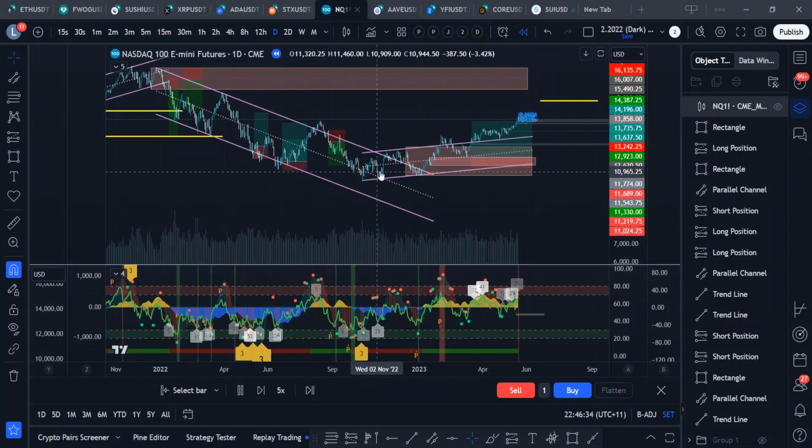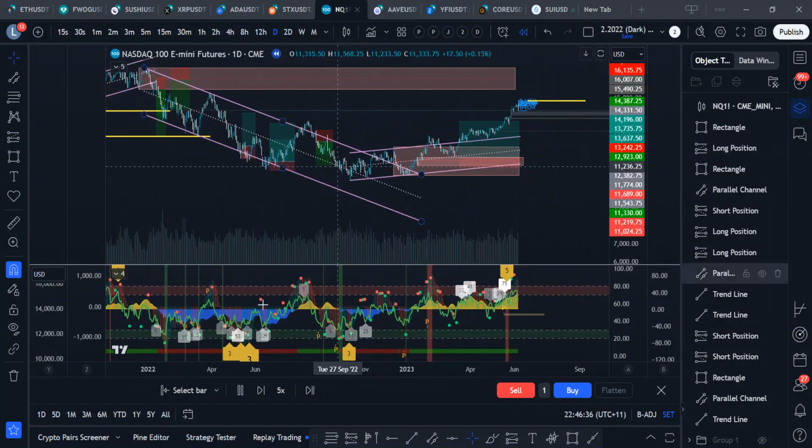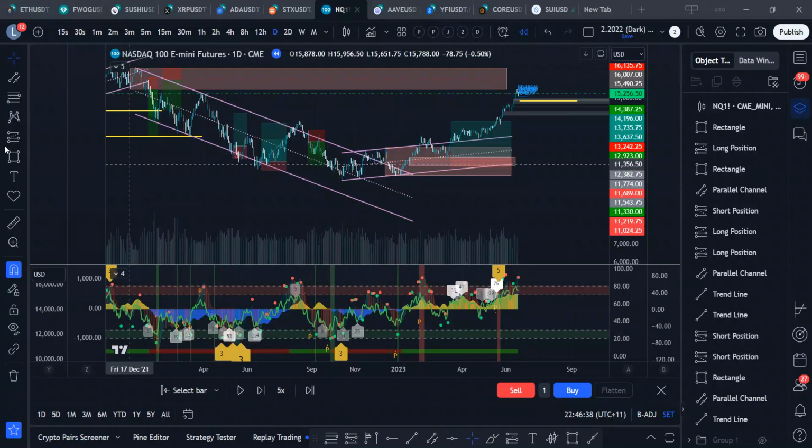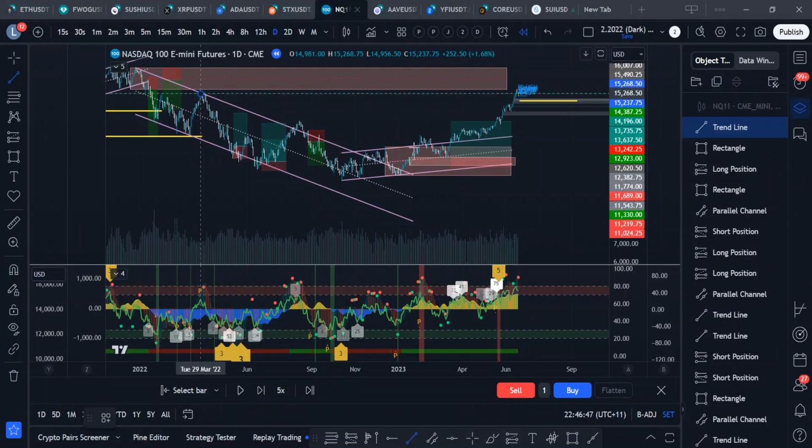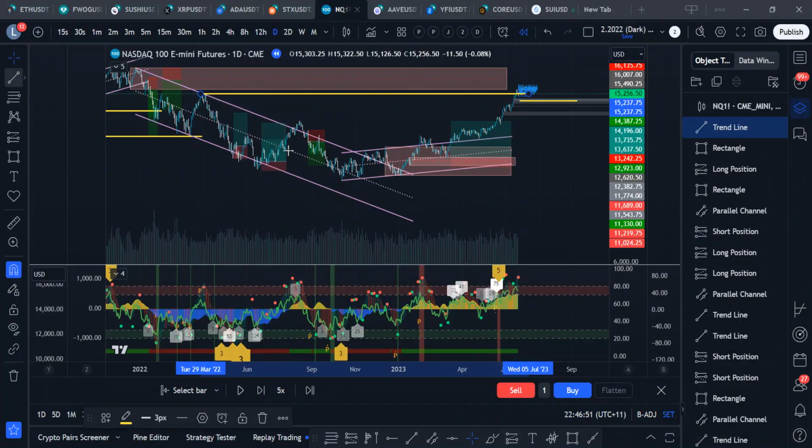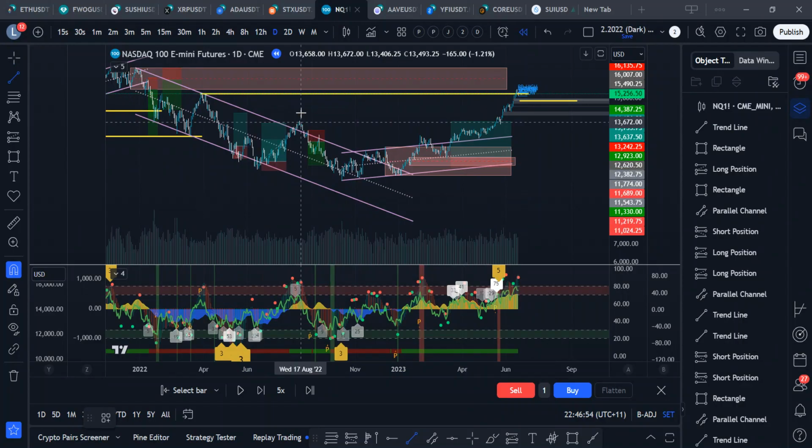Almost there. Boom, first TP hit. Oh, second TP hit as well. Well, that was fast. So this is the second TP. This got hit, and the first TP got hit as well.